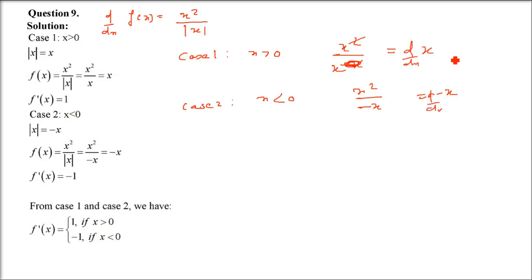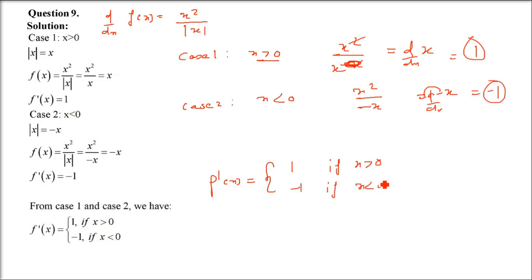d by dx of x is 1. d by dx of minus x is minus 1. So you have f dash x, and this will be 1 if x is greater than 0. And this is going to be minus 1 if x is less than 0. Right?